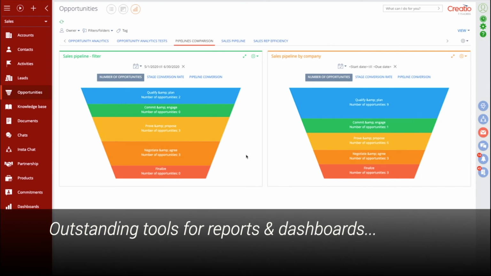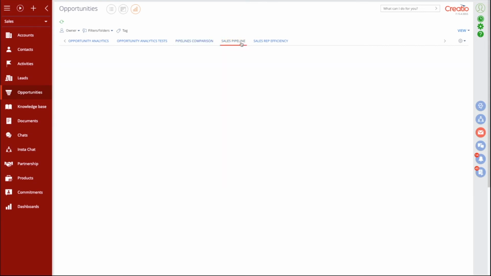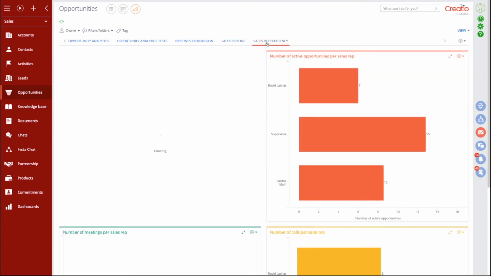No sales application is complete without the reporting. The reporting on the Creatio platform is very robust, also easy to configure. What we see here is some pipeline comparisons. I'm not going to be drilling in on this video, but besides being able to look at a single or multiple pipelines, if we have different ways of selling, different opportunity types, we can see how our sales reps are doing.